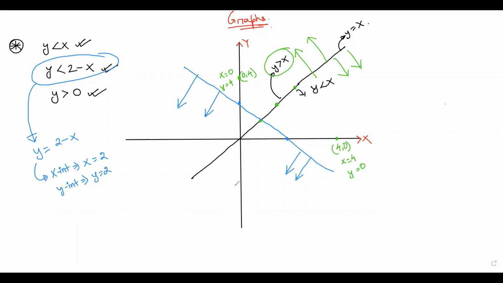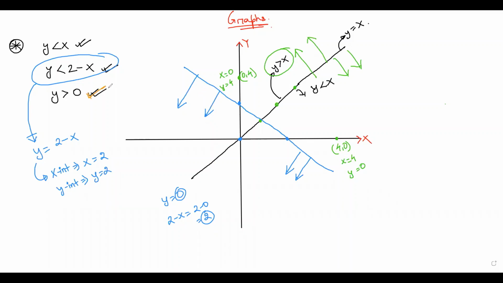We can again verify this by taking some random points on this region. Let us take the point to be origin here. So y would be 0 and 2 minus x would be 2 minus 0, that is 2. And we know 0 is less than 2. So y less than 2 minus x is represented by this region.